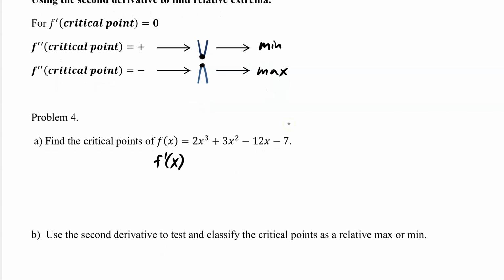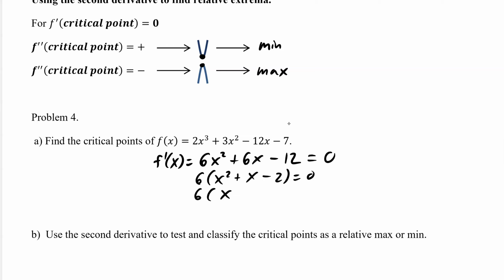F prime of x equals, and then we get 6x squared plus 6x minus 12. Set it equal to 0. Divide everything by 6 or factor out the 6. And factor it. And so we get x equals -2 and x equals 1. So those are our critical numbers.